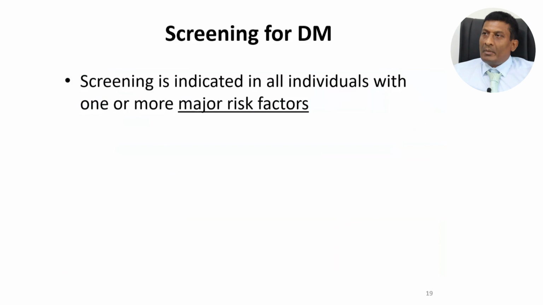Diabetes is a common disorder. It is said that the prevalence of diabetes in Sri Lanka is around 1 in 20 of adults. So therefore, it's worth screening for the disease. And screening is recommended in individuals with one or more major risk factors. So let's see what these major risk factors are.